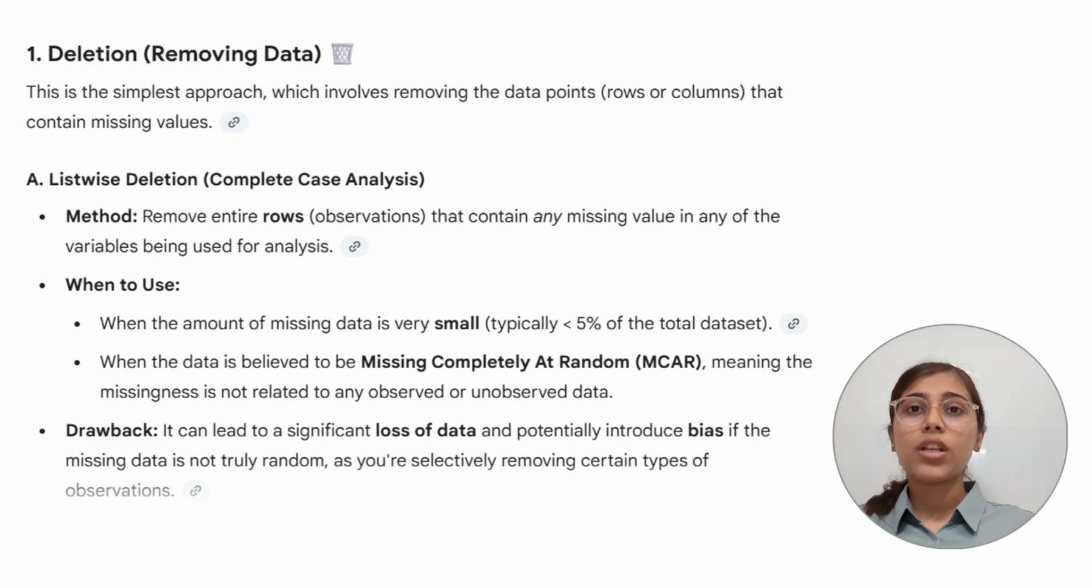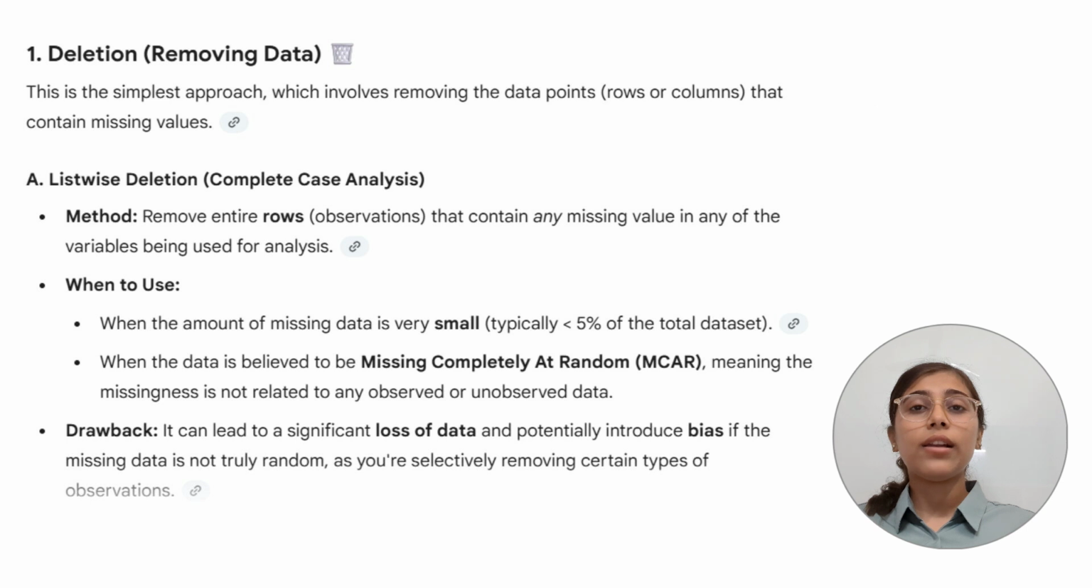Now, when to use? When the amount of missing data is very small, typically less than 5% of the total data set. When the data is believed to be missing completely at random, which is MCAR, meaning the missingness is not related to any observed or unobserved data.